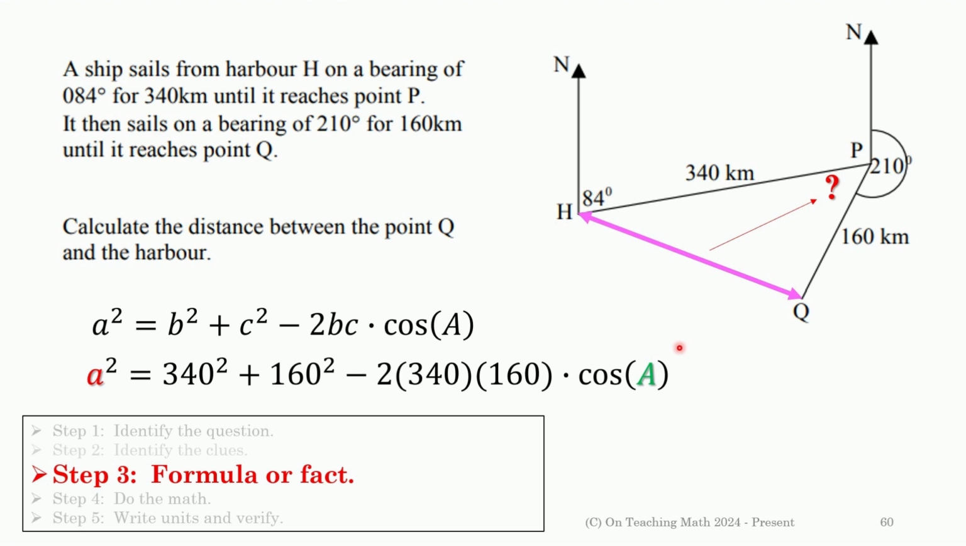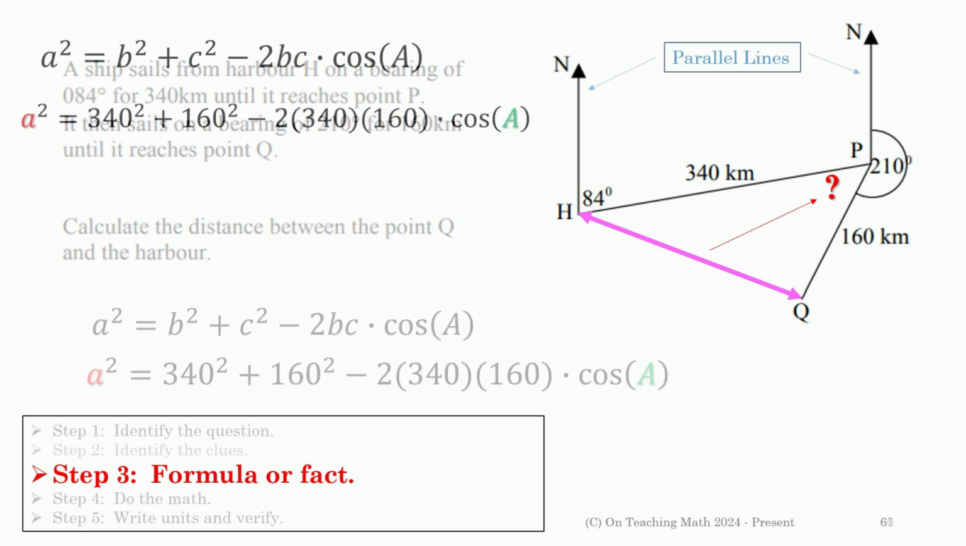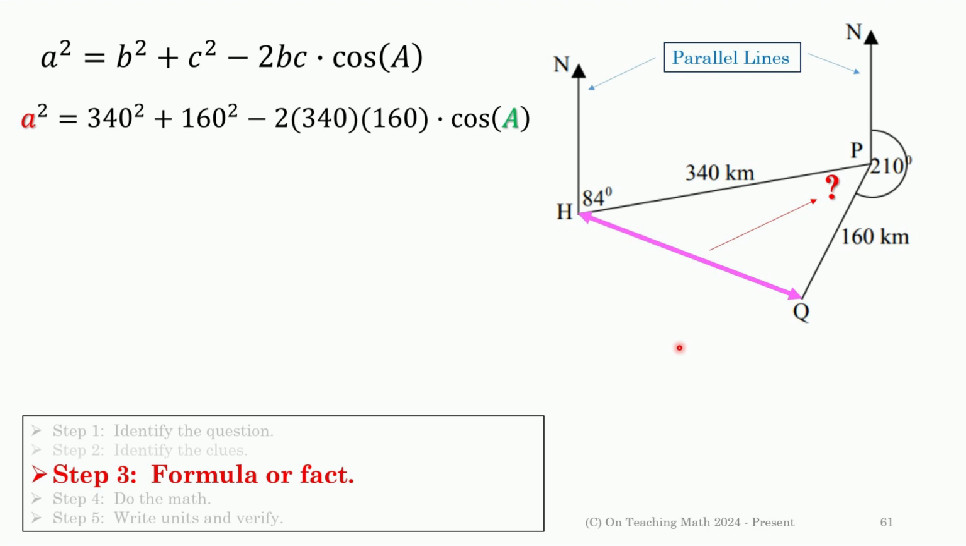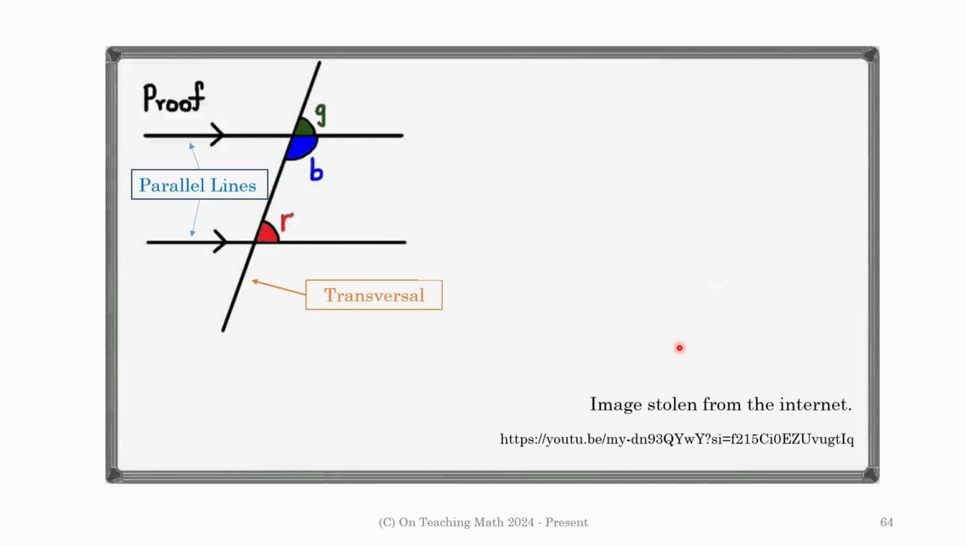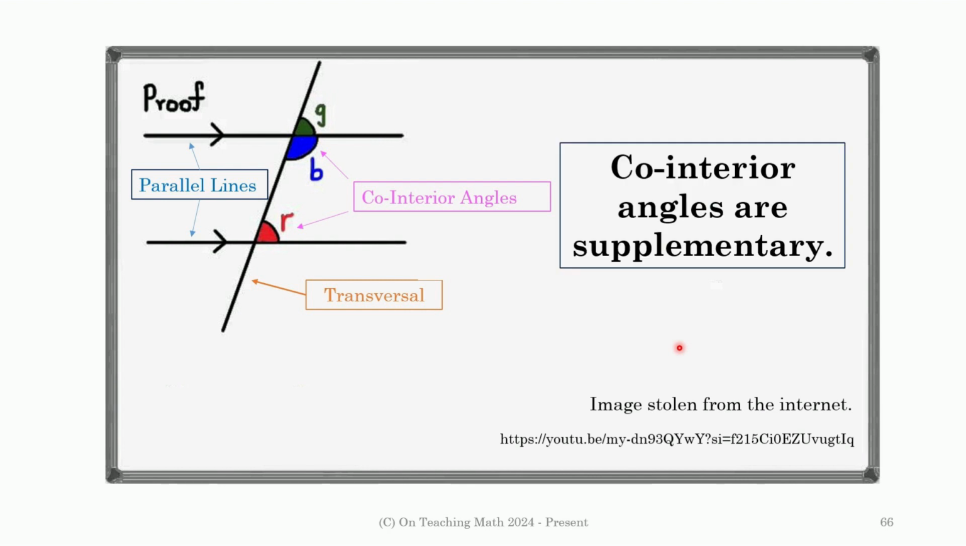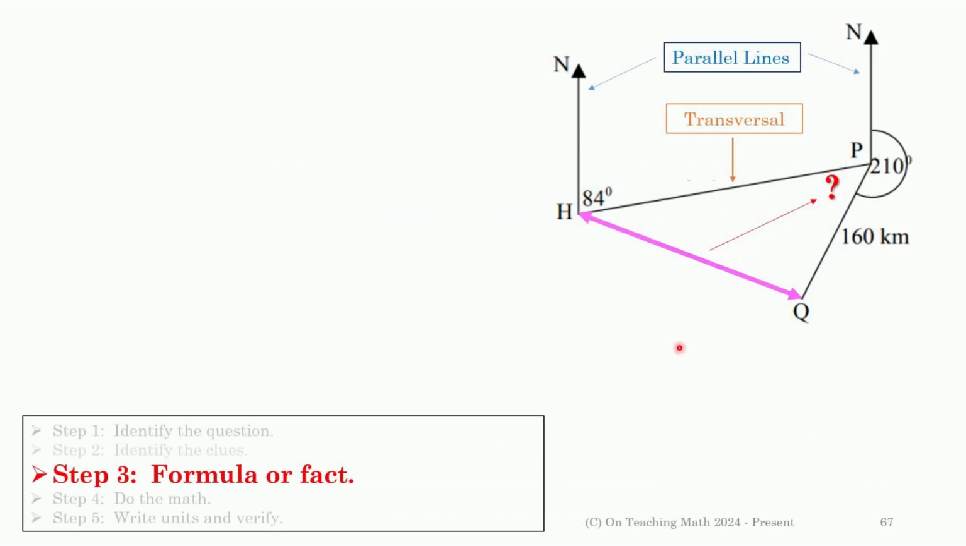So how can we figure out that angle? Well, north is parallel to north, which makes this side from H to P a transversal. And maybe you forgot, but if you have two lines that are parallel and you have a line that cuts across them, that's called a transversal. Those angles created like that are called co-interior. They're supplementary, right? Well, if they're supplementary, then this angle is 84. This one has to add up to 180 with it, so it's going to be 96 degrees.